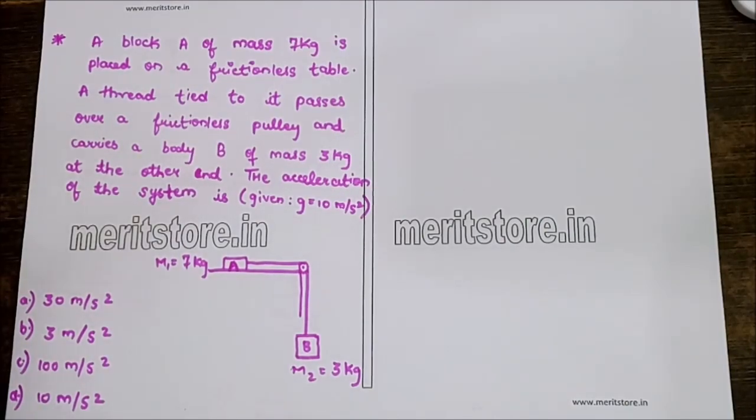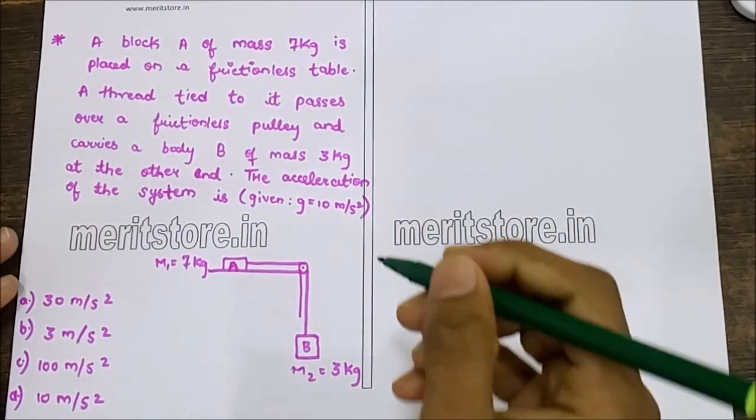A block of mass 7 kg is placed on a frictionless table. A thread tied to it passes over a frictionless pulley and carries a body B of mass 3 kg at the other end. The acceleration of the system is, the value of g is given as 10 meters per second square. The options are 30 meters per second square, 3 meters per second square, 100 meters per second square, and 10 meters per second square.